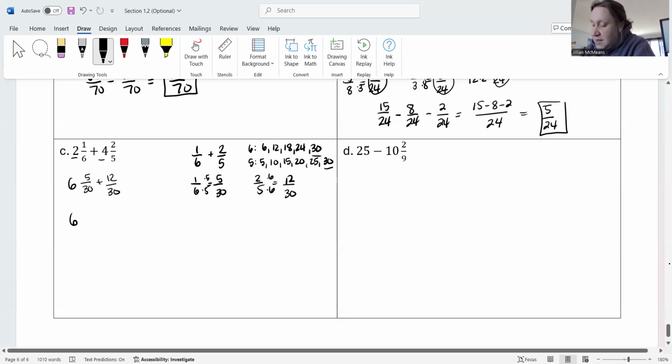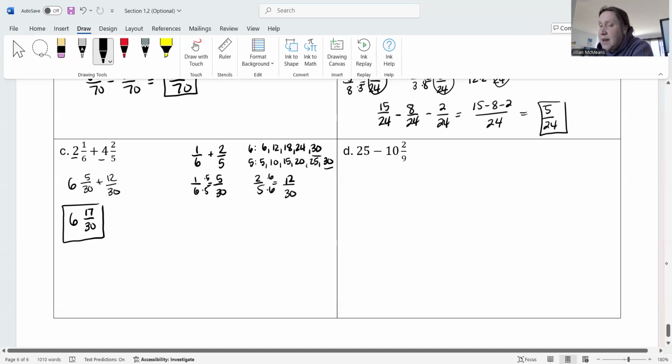So now we get 6 and 17/30. No weird simplifying needs to happen here. 17 is prime and it's not a factor of 30. So there you have it. And again, I almost made a mistake because I thought for a second we were subtracting, but we're good. So you add the whole numbers, then you add the fractions and simplify as needed.